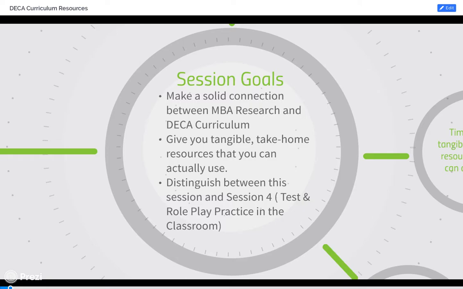And last but not least, we're going to distinguish between this session and session 4 that talks about test and role play practices in the classroom. I'm going to basically point them out to you and show you how to access them, but then in session 4, it's going to take a deeper dive into some best practices of actually how to incorporate that into your classroom, which I'm not going to be going over with you. That will be in session 4. So there's what we're going to cover in the next few minutes.